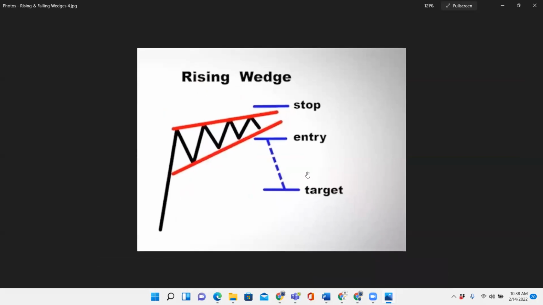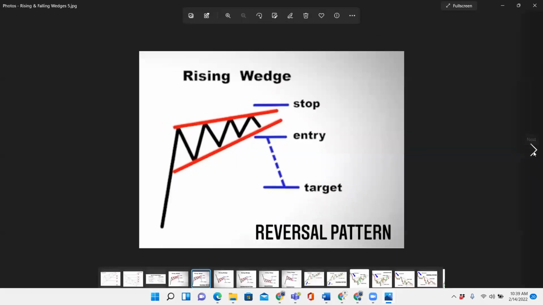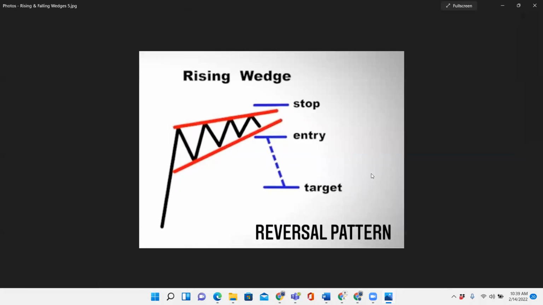So we have our rising wedge. This is coming off of an uptrend. So we have our uptrend over here, and then we have our same thing. Our higher low, higher high, higher low, so on and so on. We'd want to put our stop loss here. We want to put our entry around here and our target down here. Well, why is that? Well, because this rising wedge is a reversal pattern. So since it's a reversal pattern, that is the reason why.